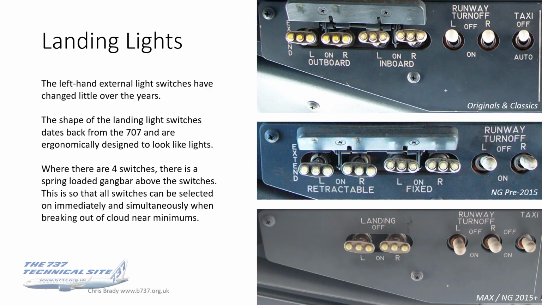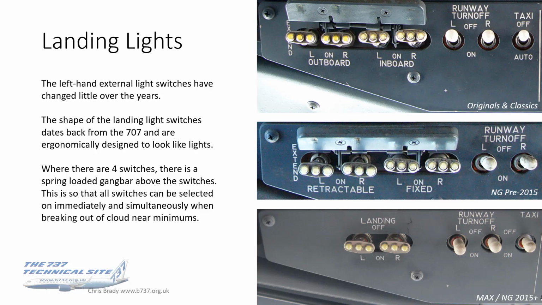So as you can see, the basic layouts change little, but an interesting historical fact: the shape of those landing lights actually dates back from the 707, and they are ergonomically designed to look like lights in the same way that the landing gear lever is round to look like a wheel. The flap lever looks like a flap, and so on and so forth. These are designed to look like lights.